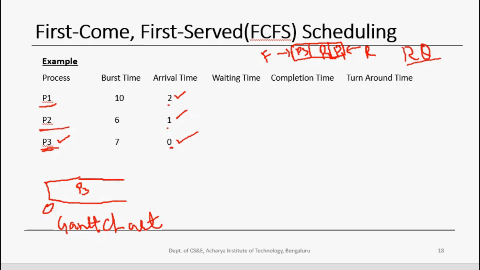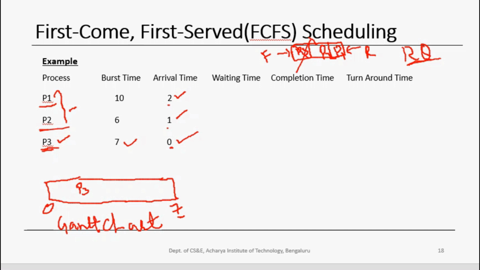P3 is going to run for how many time units? Its burst time is 7. So therefore it is going to run for 7 time units and complete after 7 time units. At that point of time, both these processes have come into the ready queue.